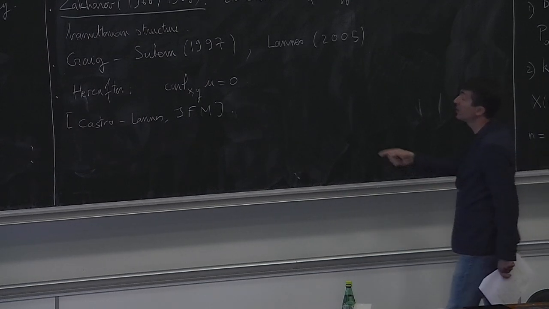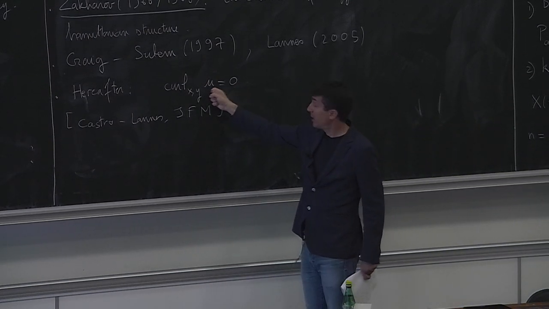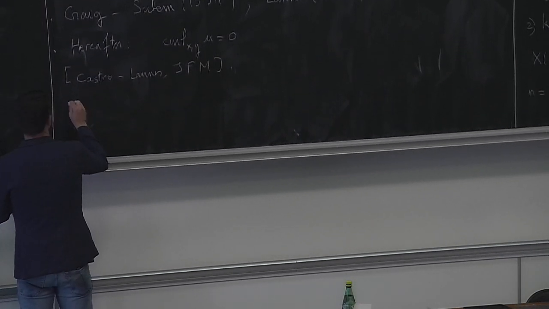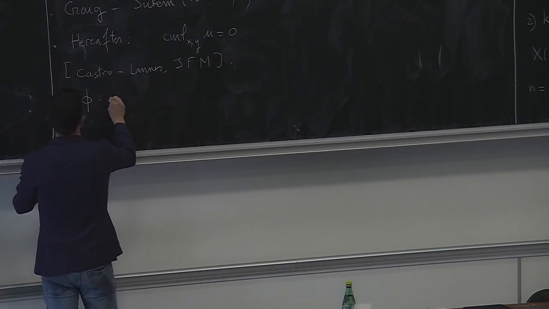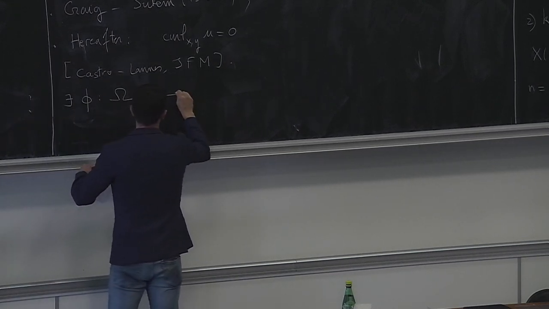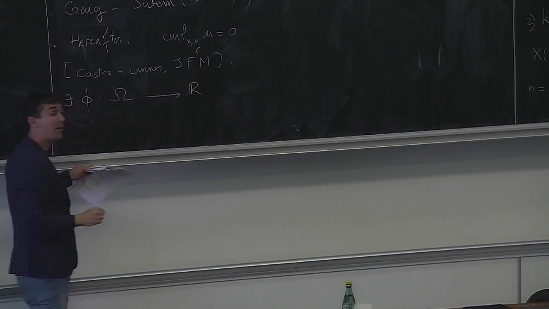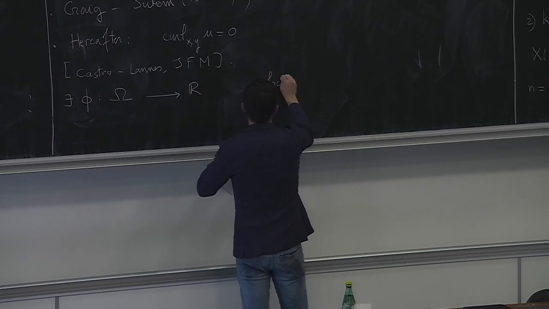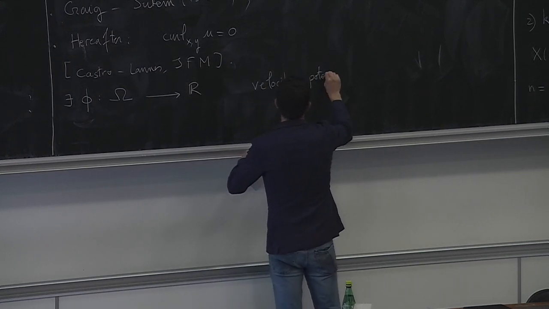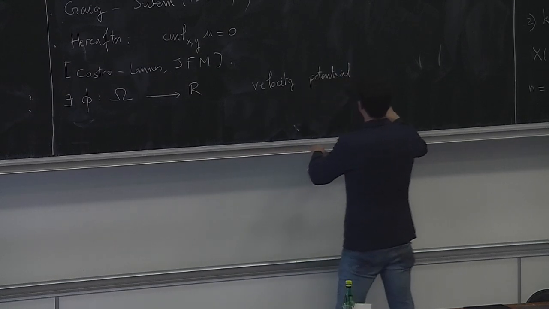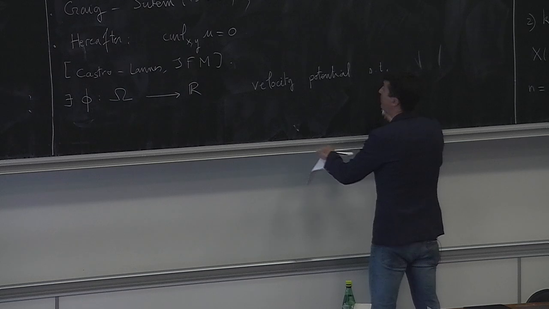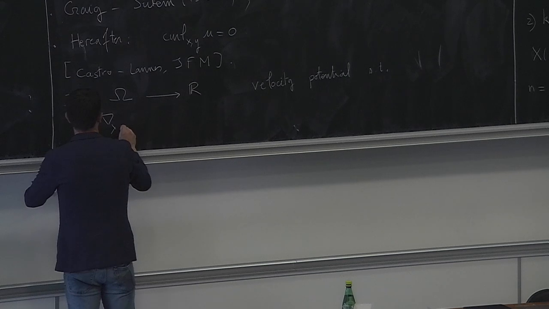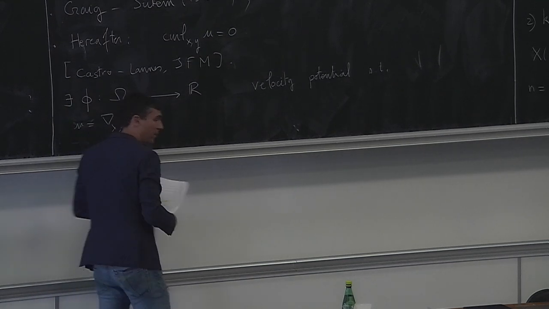So we have a velocity field that is irrotational. Then we can write: there exists a function phi defined in the fluid domain omega with scalar value, called velocity potential, such that u is equal to the gradient of phi.